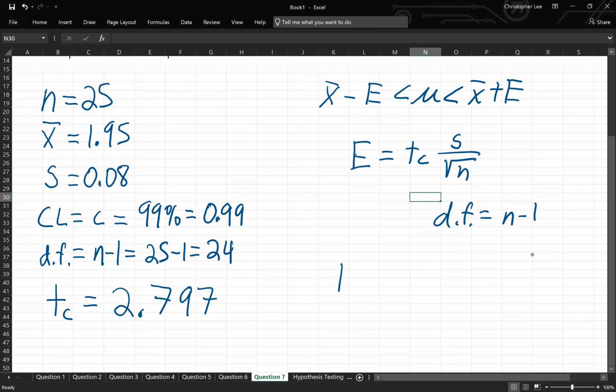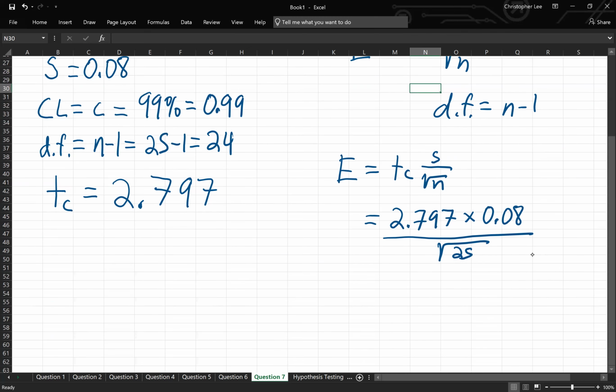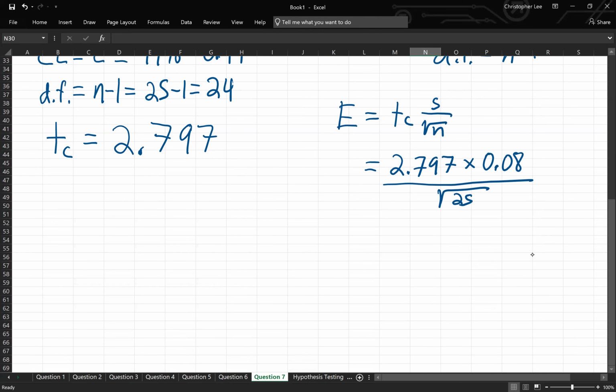So my margin of error is T critical times the sample standard deviation divided by the square root of n. Just plug it in. T critical is 2.797 times the sample standard deviation, which is 0.08, divided by the square root of n, which is 25. Little calculator, bop, bop, bop. Go ahead, do it for me. What's the answer?